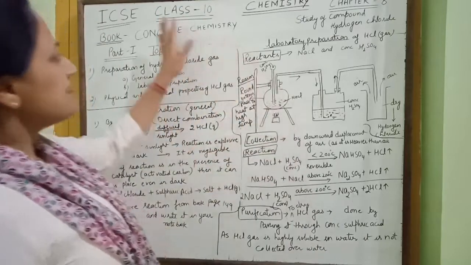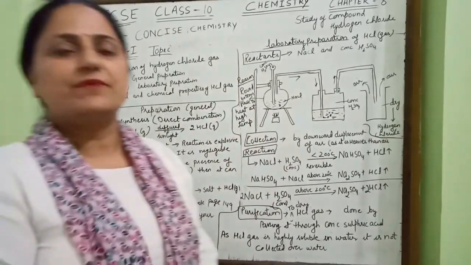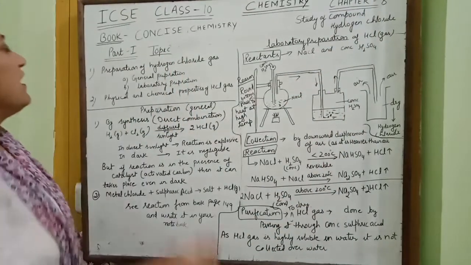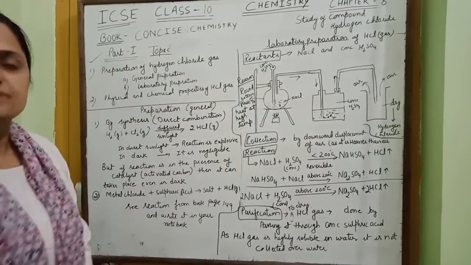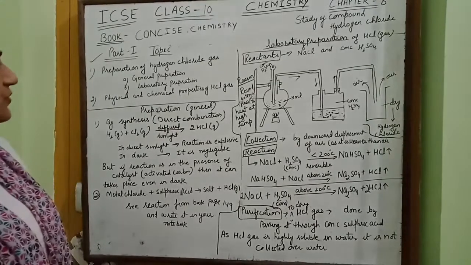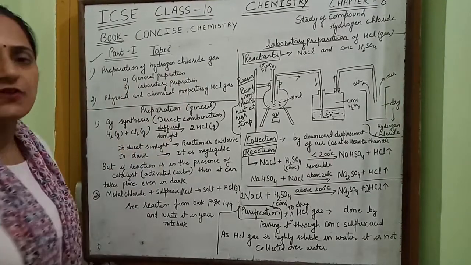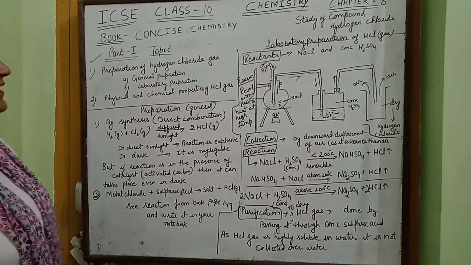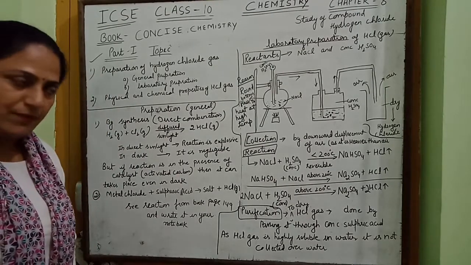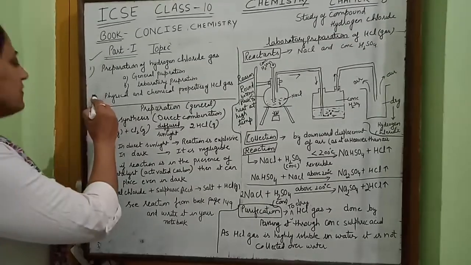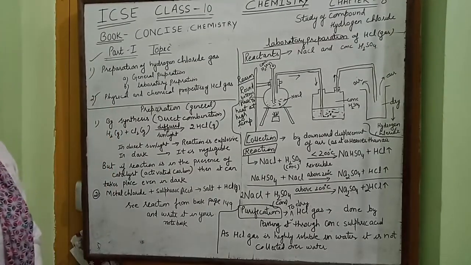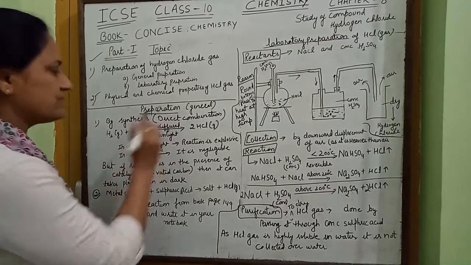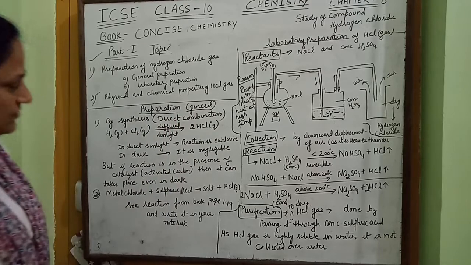This is ICSE class 10th chemistry chapter 8, that is study of compound hydrogen chloride. This is part 1 and the topics we are going to do are the preparation of hydrogen chloride gas. To prepare hydrogen chloride gas, we will do the industrial preparation and the laboratory preparation, and also we'll do the physical and chemical properties of hydrogen chloride gas. So let us begin the preparation, that is the industrial preparation.